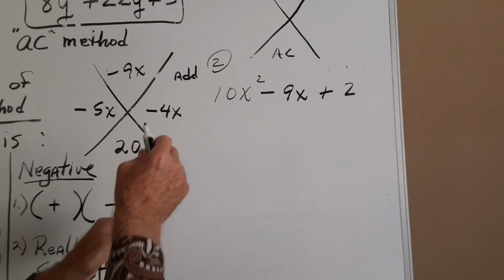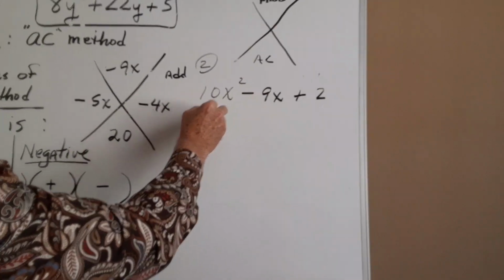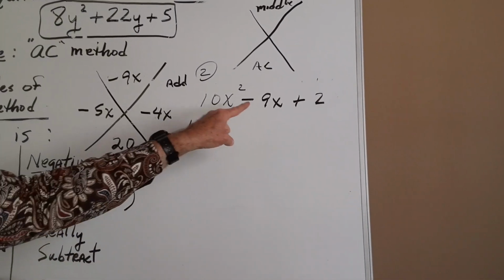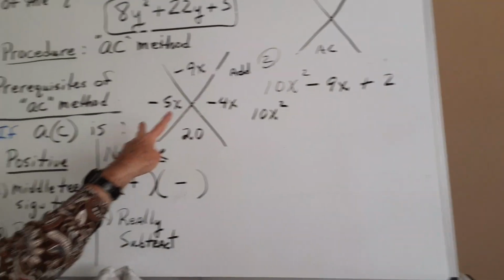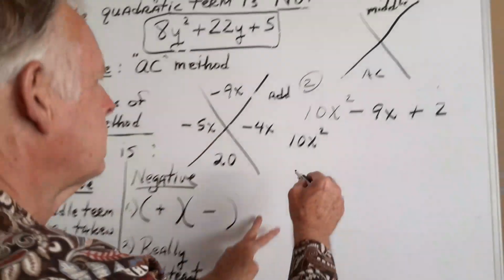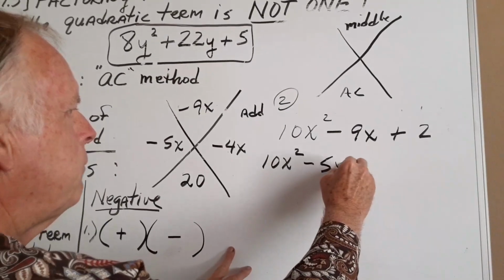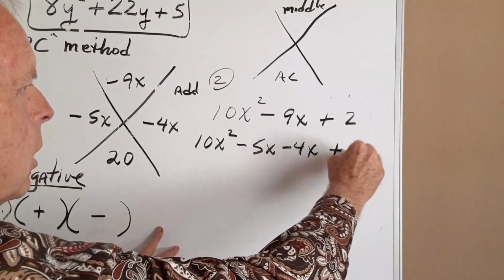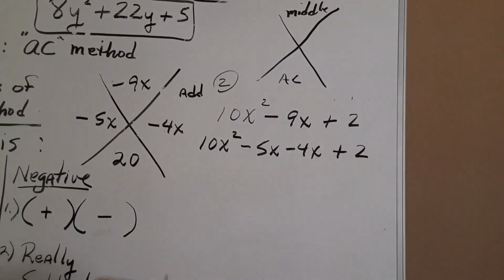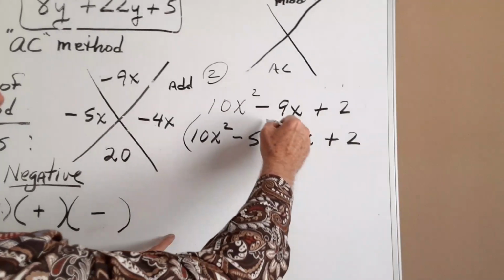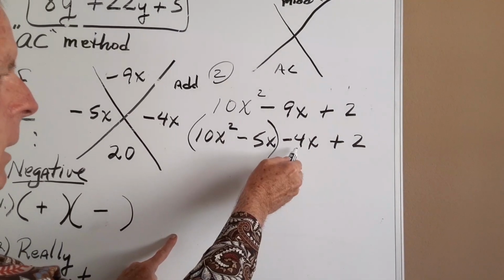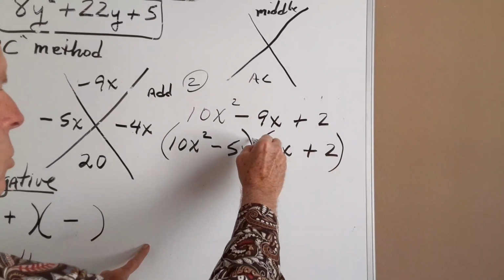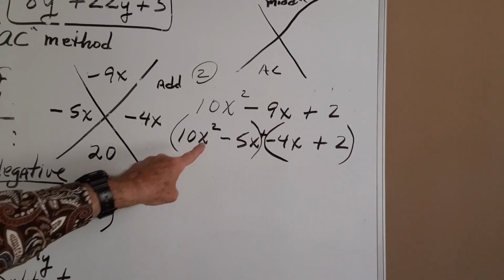Let's build it. Bring him down. The quadratic remains the same. The negative 9x is being split up. We've got him: negative 5x, negative 4x, bring down the last term. Tuck. Tuck, keep him negative. Just stick a plus sign in there.